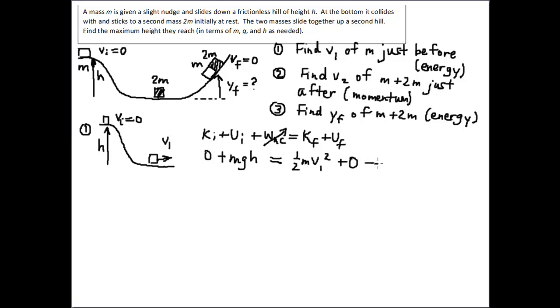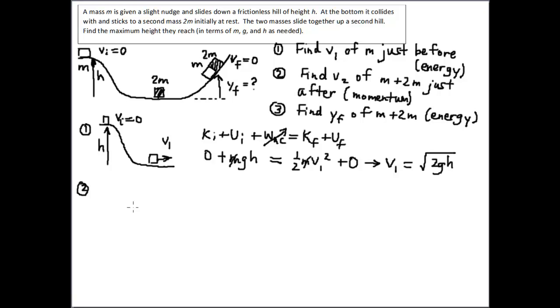And very quickly you can see if I divide both sides by m, that drops out, and if I solve for v1, I get that v1 is equal to the square root of 2gh. I'm not going to show all of the details there, but if you take that equation and solve for v1, that's what you'll get. So now we move on to step 2.